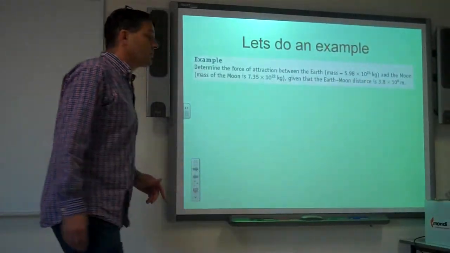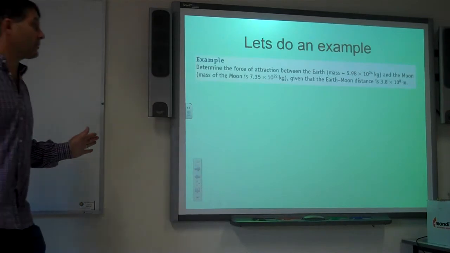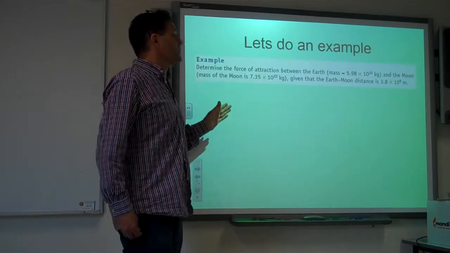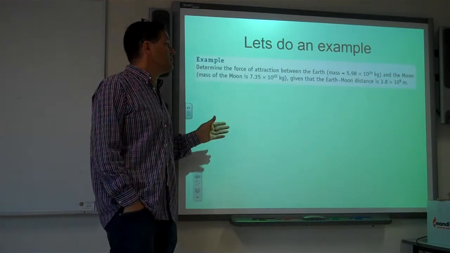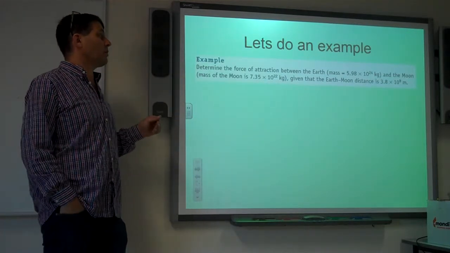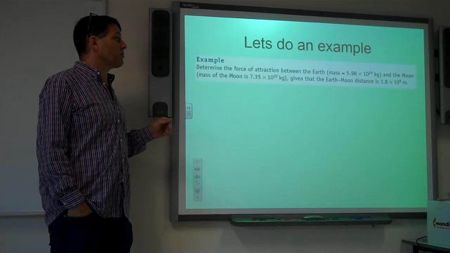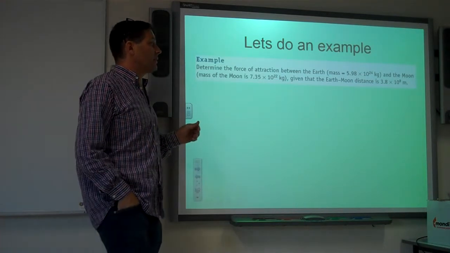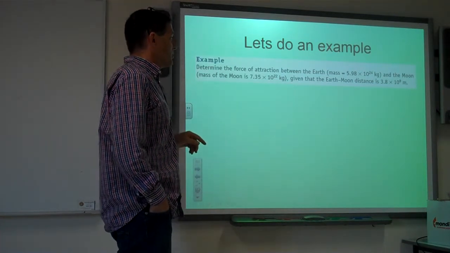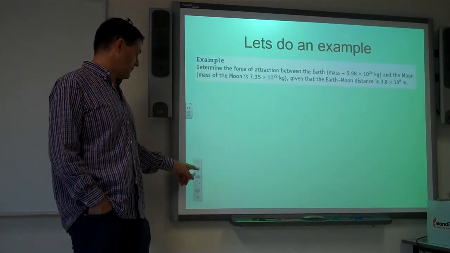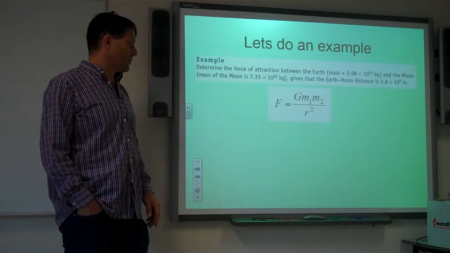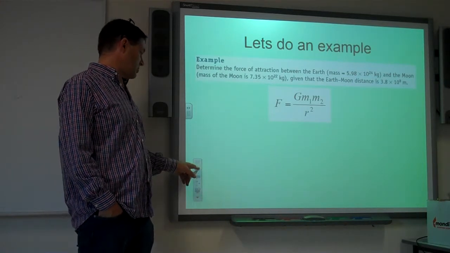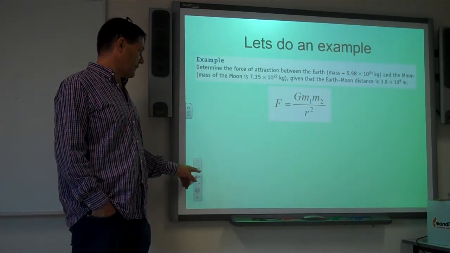So let's have a look at an example. This is going to be reasonably straightforward. The force of attraction between the Earth, which has a mass of 5.98 by 10 to the 24 kilograms, and the Moon, which has a mass of 7.35 by 10 to the 22 kilograms, given that the Earth-Moon distance is 3.8 by 10 to the 8 metres. Alright. F equals G M1 M2 on R squared. Plug in the numbers.